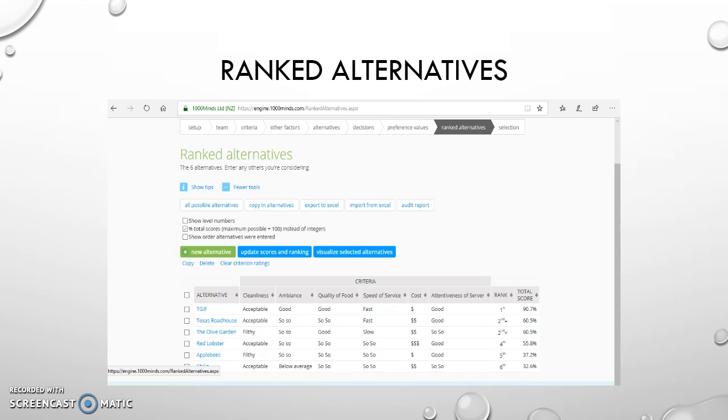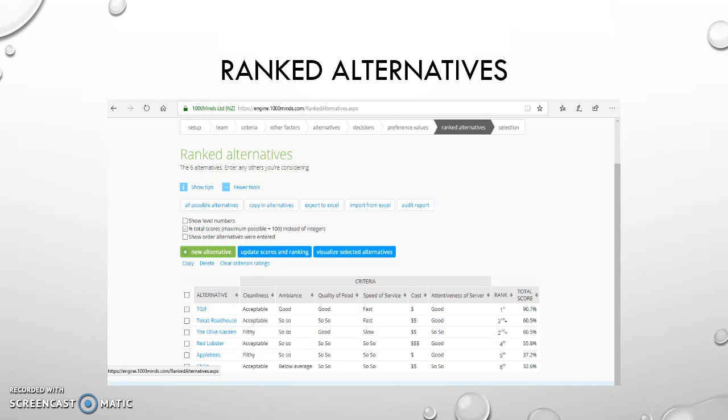Texas Roadhouse came up second. Cleanliness acceptable. Ambiance is so-so. I agree. Quality of food so-so. I disagree, but we'll go with that. Speed of service was fast. Cost was $2 signs, which is about right. Attentiveness of server was good. As long as they keep those rolls coming, we're good to go. And they ranked number 2, total score of 60.5%.